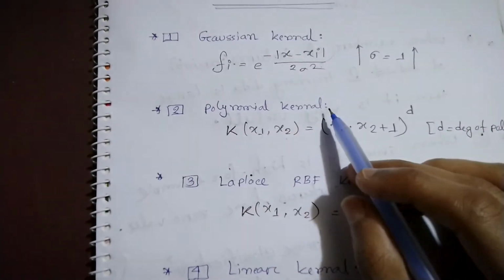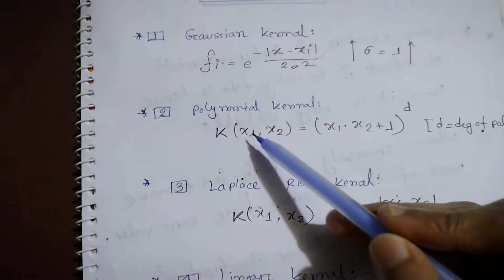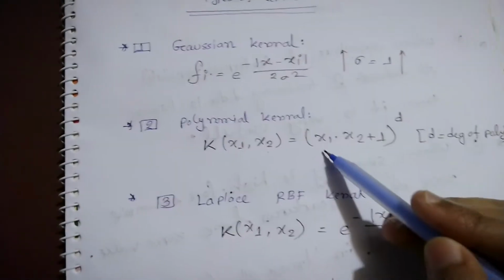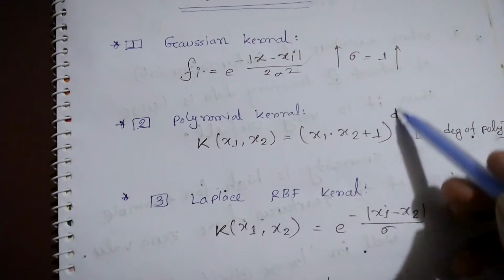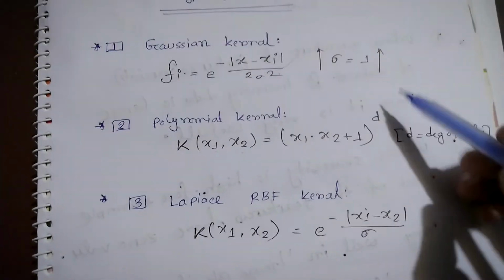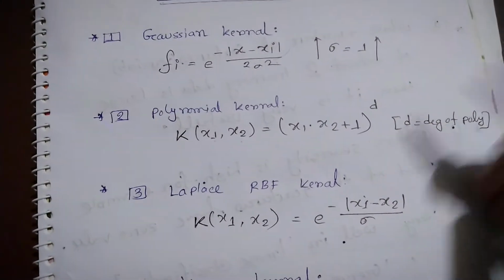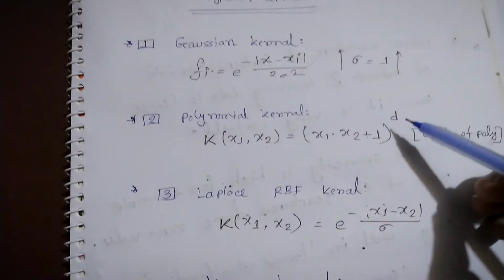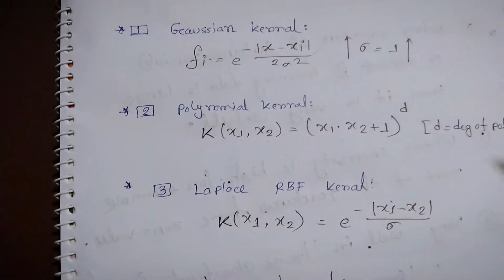We have the polynomial kernel. Polynomial is something to the power n. This is your input feature x1, x2. You just need to multiply x1 times x2 plus 1 to the power d. It can be anything, 2, 3, 4, 5, up to anything. But remember, if it goes to 10, 12, then your calculation will be a little bit difficult for your machines, and this polynomial kernel is very resource heavy.